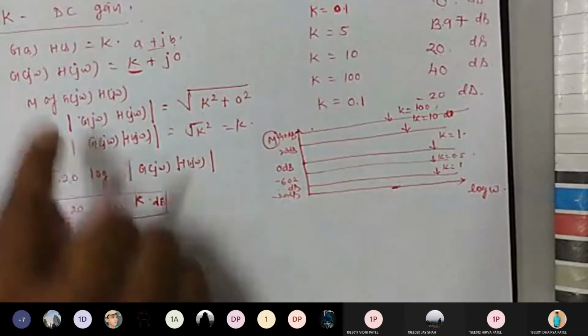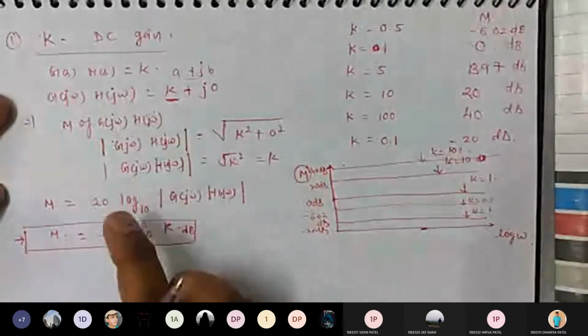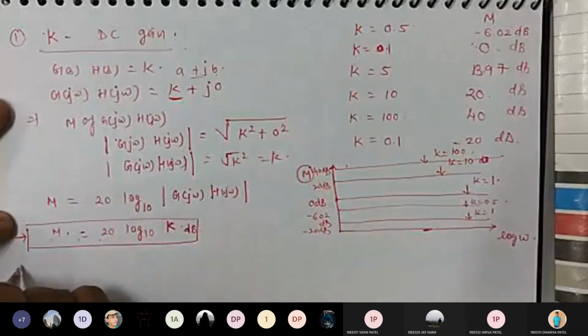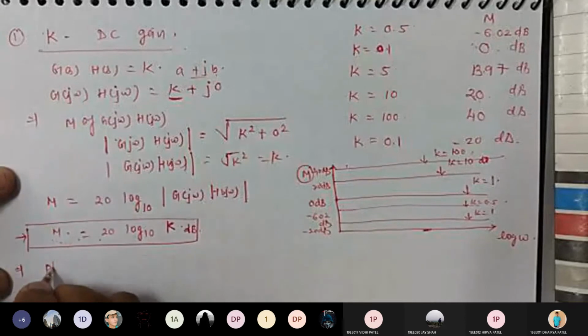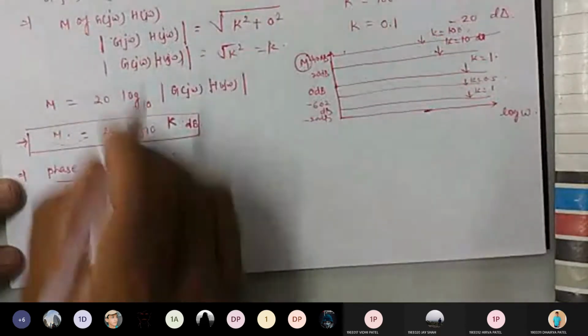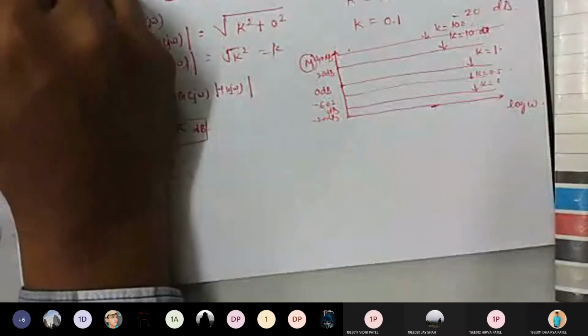Next, the contribution made by the K factor for the phase angle. What did we just find out? The magnitude plot. Then I will go for the phase angle plot.